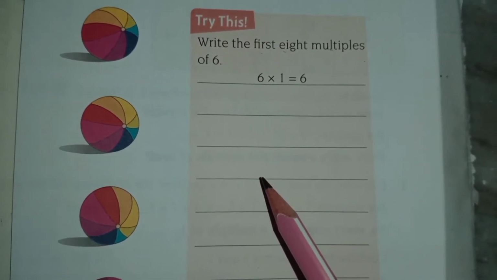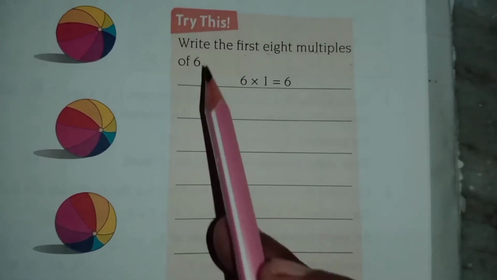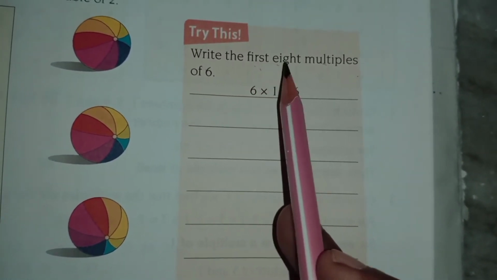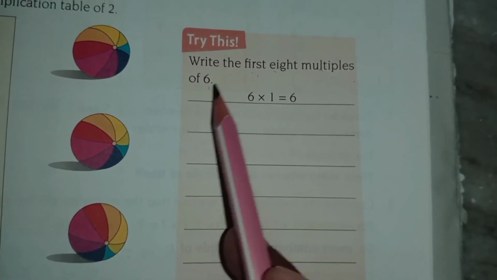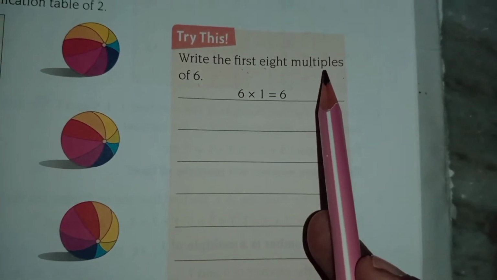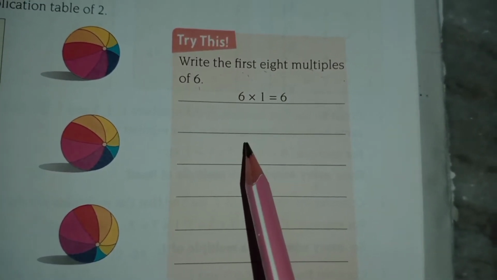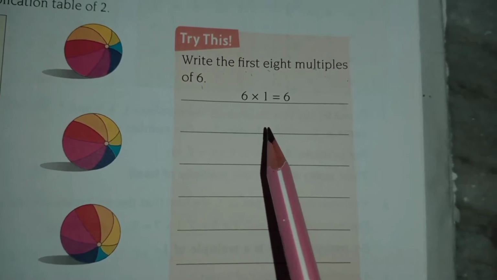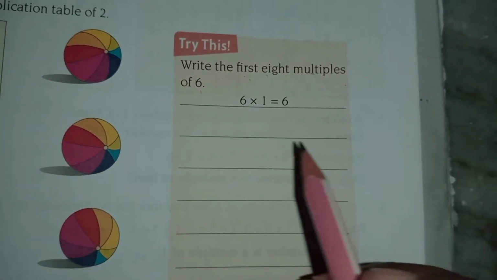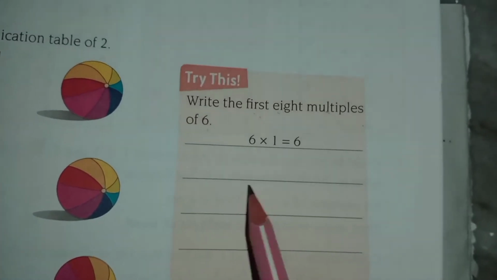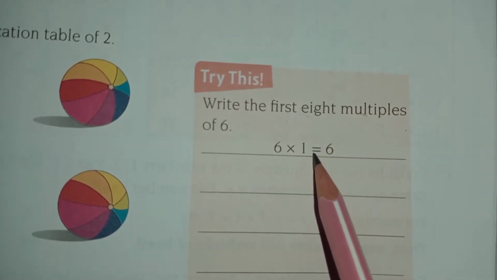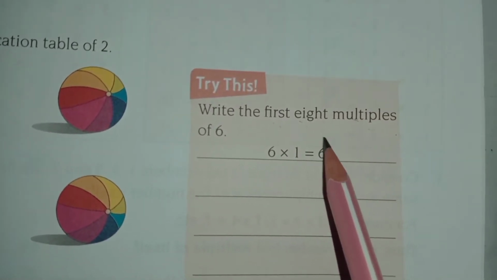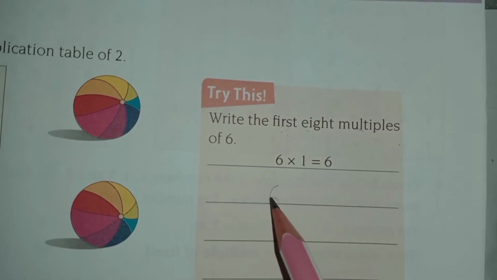Now let's do this in the book, as this question is given in the book. So let's try this. What is given? Write the first 8 multiples of 6. So here we are going to write the first 8 multiples of 6. We will write up to 8, 6 8 ja, up to that much. Here you can see it is already written, 6 1 ja 6. Already one multiple of 6 is given, that is 6. Now we will write the others.